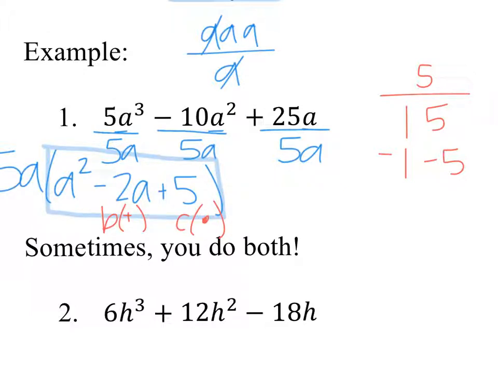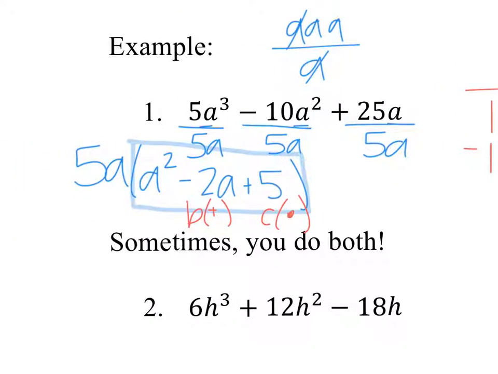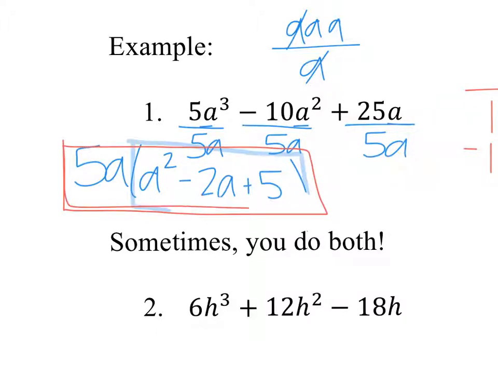No, it's impossible, right? So I cannot simplify this answer anymore. So my answer would simply be, I need to make sure that I keep the 5a out here, and so this right here would be my answer. 5a times that trinomial right there is my answer. Okay? Does everybody understand why we couldn't simplify that? Okay. All right, let's try another one.